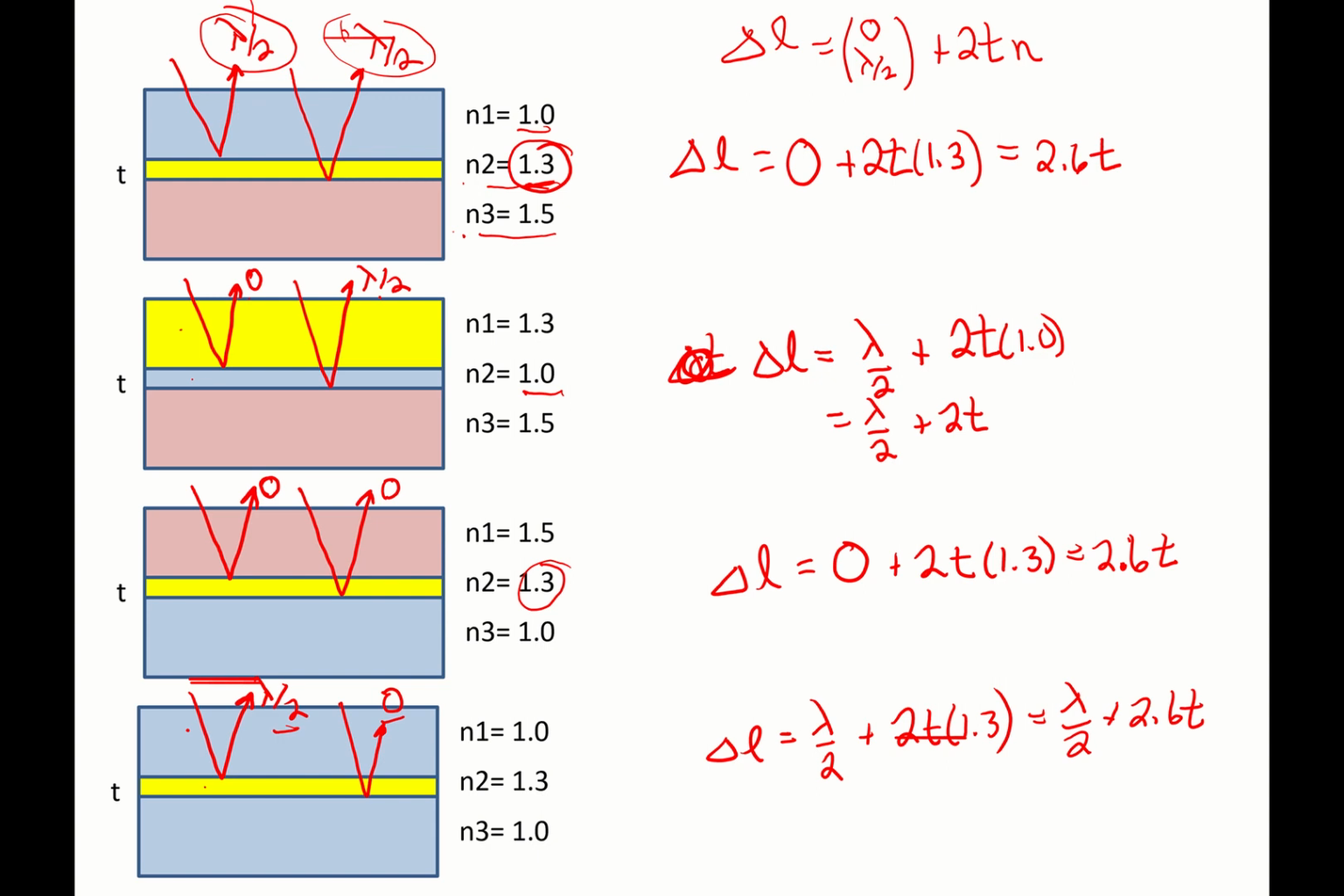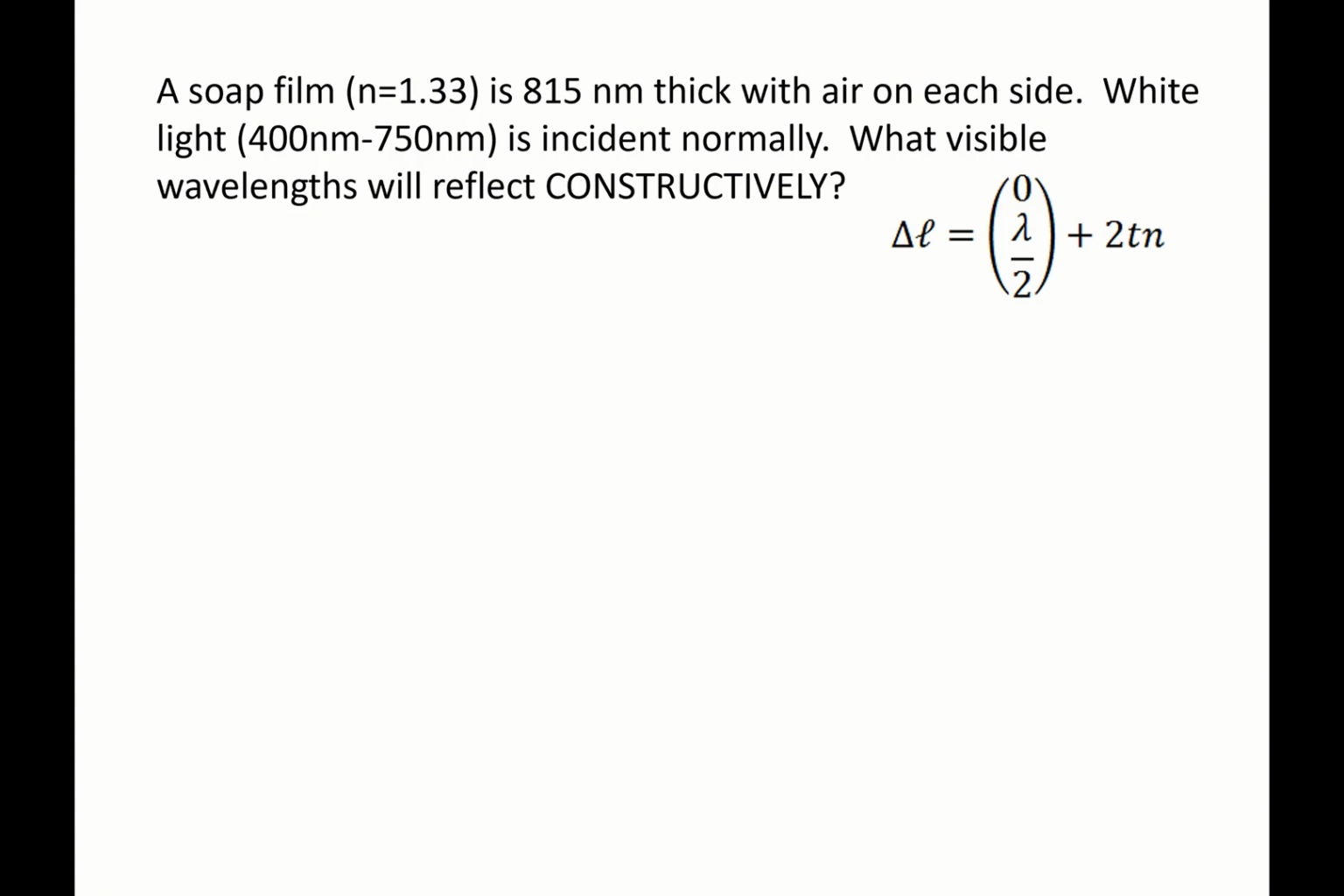Okay, so no matter the situation, first sit down, work out what's the net phase shift due to reflection, put that in the top, add 2t times the index of refraction of the film, that gives you your path length difference, and then you're going to set that either equal to m lambda if the problem is asking about bright fringes, or equal to m plus a half lambda if it's asking for dark.